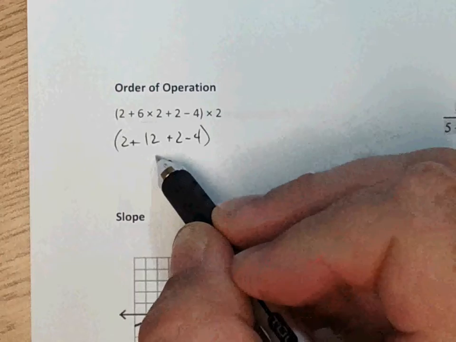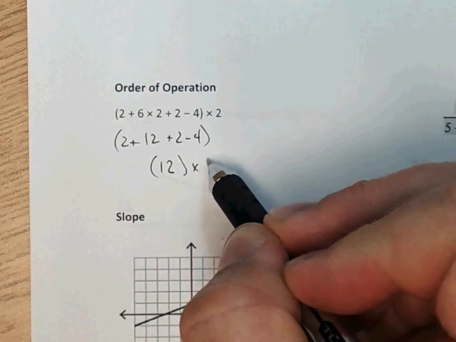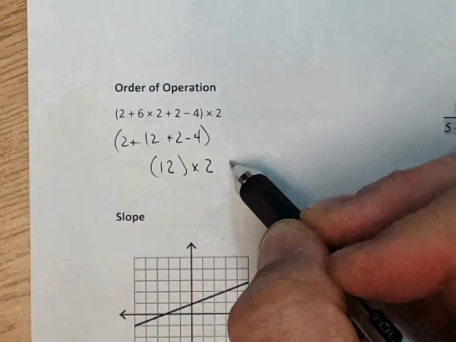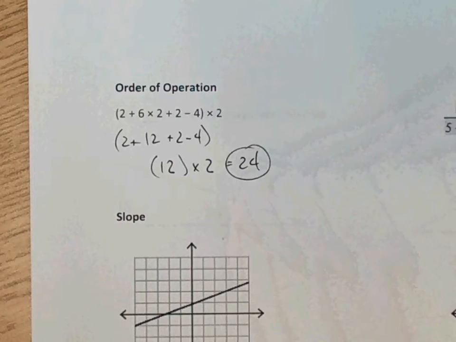Okay, now still within the parentheses is 2 plus 2 plus 12 is 16 minus 4, so we come back to 12. Then it all still times that 2. So 2 times 12 is 24. So it's as simple as that.